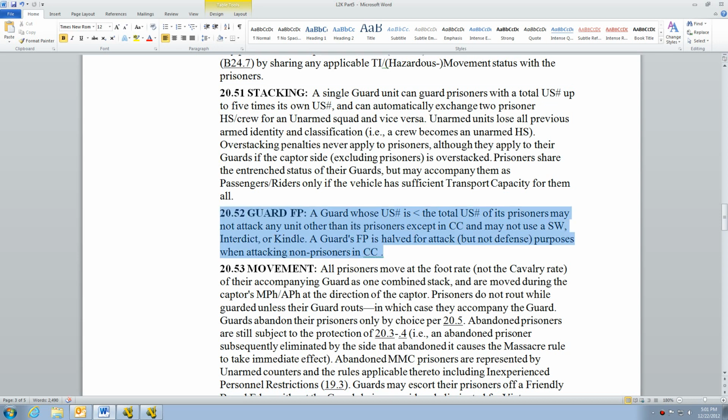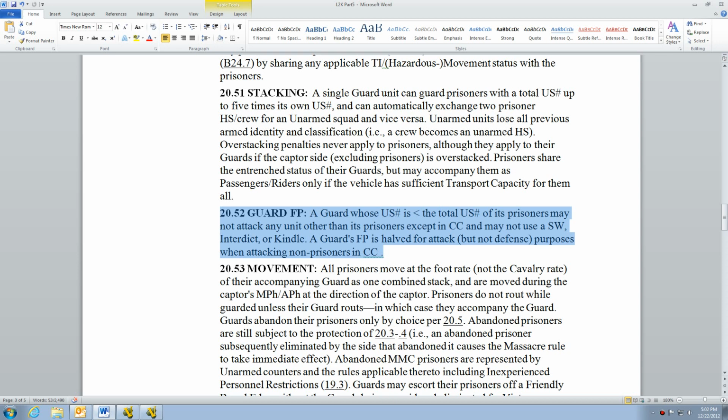20.52, here's another problem, I guess, associated with taking prisoners. Guards whose unit size number is less than the total unit size number of the prisoners may not attack any unit other than the prisoners in close combat and may not use support weapons. So once your squads or half squads get too many prisoners, then they don't have any ability to actually fight anybody else. So that's kind of a detriment to it.